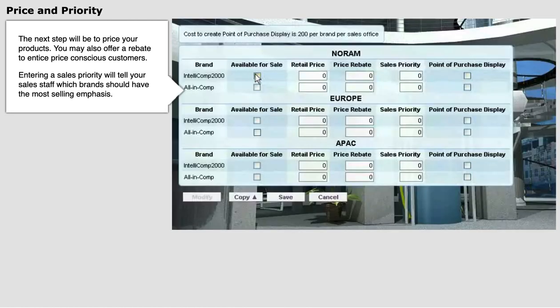The next step will be to price your products. You may also offer a rebate to entice price-conscious customers. Entering a sales priority will tell your sales staff which brands should have the most selling emphasis.